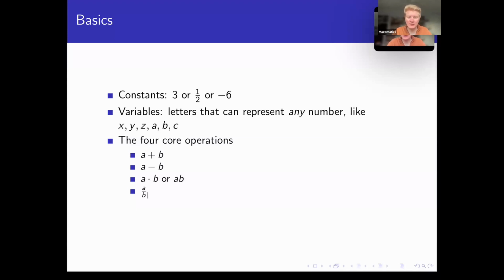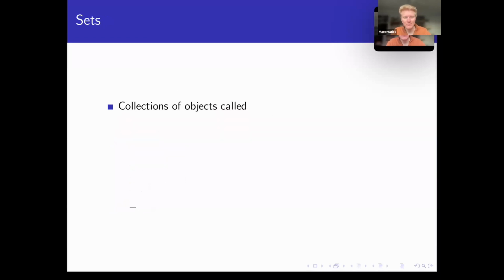Division, exactly as we would expect, A divided by B, where we write A over B. And then one last one that's not really an operation, but something we will talk about as time goes on, is A equals B, which just means these two things are equal.